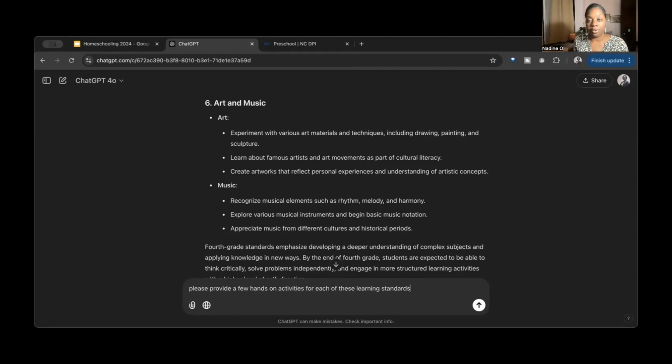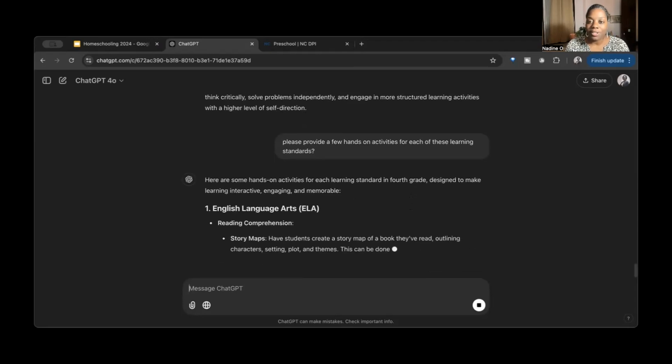Now, I could have been more specific. I could have said for math or for writing or for reading comprehension, but this is a computer. This is artificial intelligence. So I'm not going to overwhelm the system. I might overwhelm myself by now getting a very long and lengthy list of a few activities for each of the standards, but the system's not going to get overloaded.